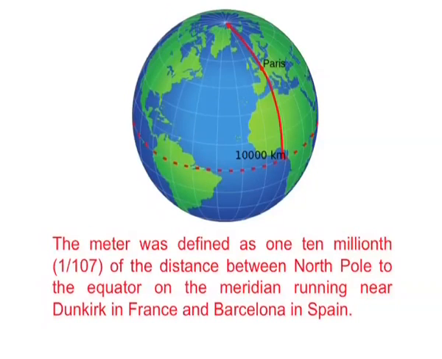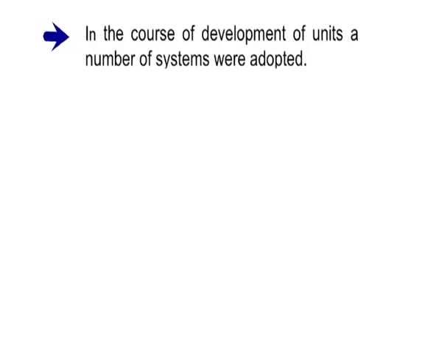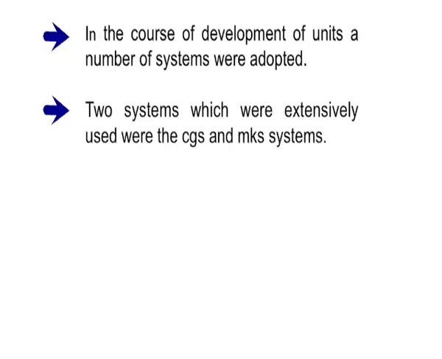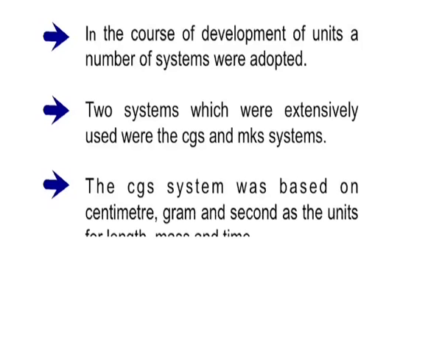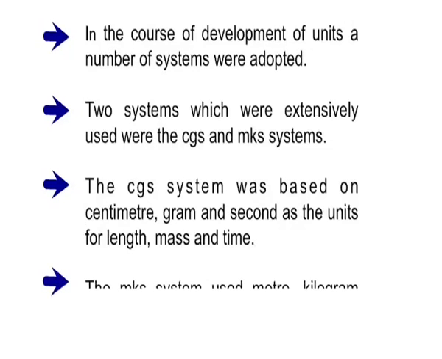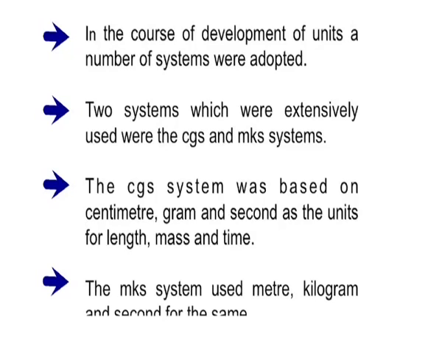The meter was defined as 1/10 millionth of the distance between the North Pole and the equator on the meridian running through France and Spain. In the course of development of units, a number of systems were adopted. Two systems which were extensively used were the CGS and MKS systems. The CGS system was based on centimeter, gram and second as the units for length, mass and time. The MKS system used meter, kilogram and second for the same.